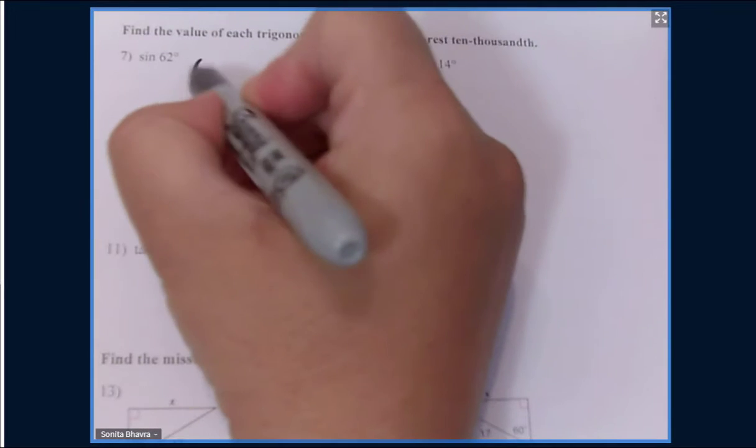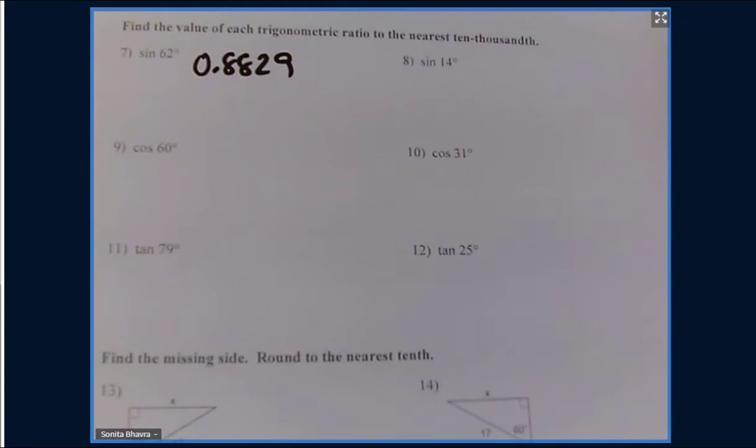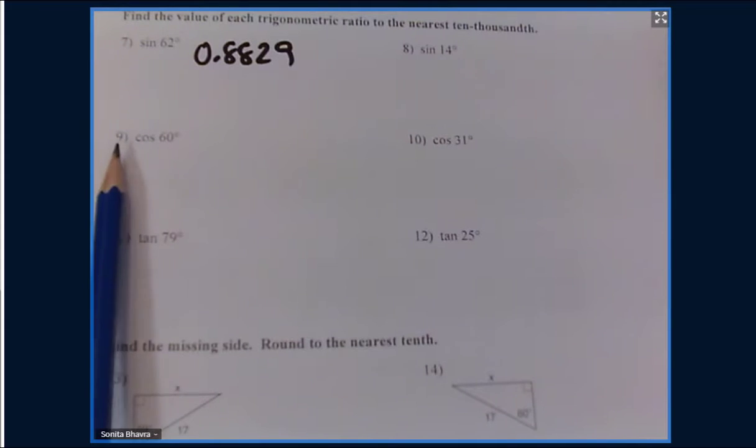So 0.8829 is the answer for that one. All right, so those ones are very simple. You're just typing it in your calculator or just using your trig ratio chart. All right, next we're trying cosine of 60 degrees. So question number 9.